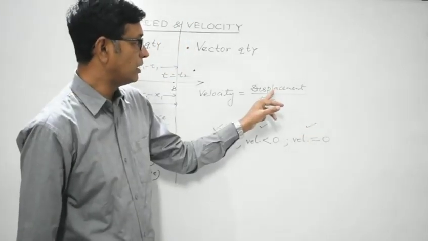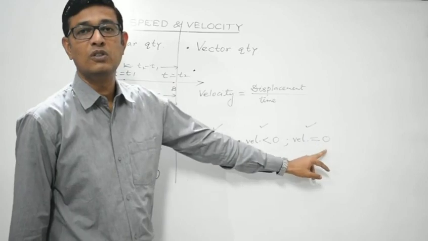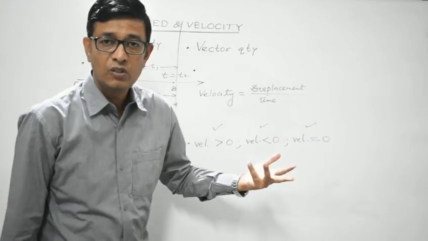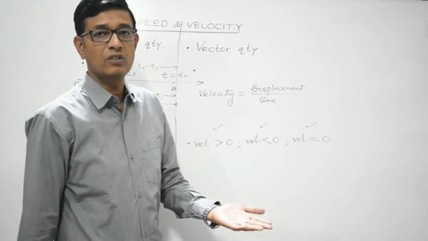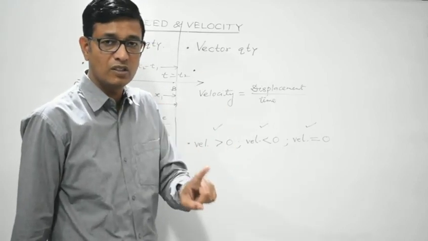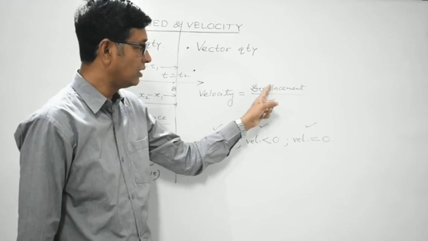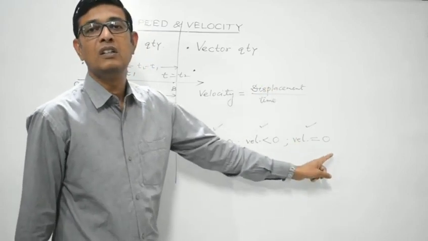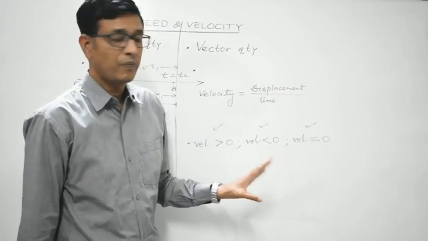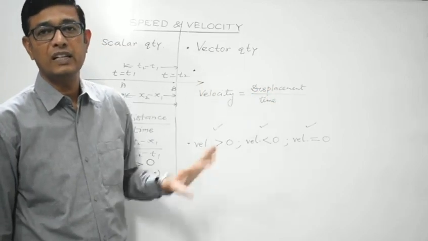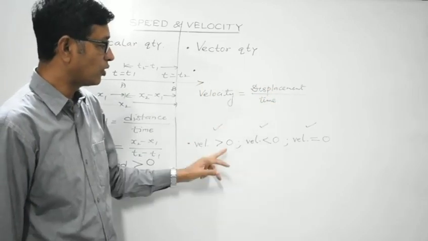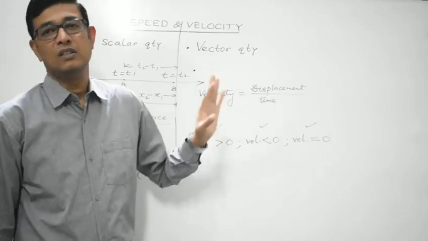When the displacement is zero, the velocity will be also zero. When the displacement is zero, when the initial position of the body coincides with its final position. So in such a scenario, displacement of the body is zero. Whenever displacement would be zero, then the velocity of the body will also be zero. Clear? Whenever the displacement is negative, the velocity will also be negative. Whenever the displacement of the body is positive, the velocity of the body will also be positive.